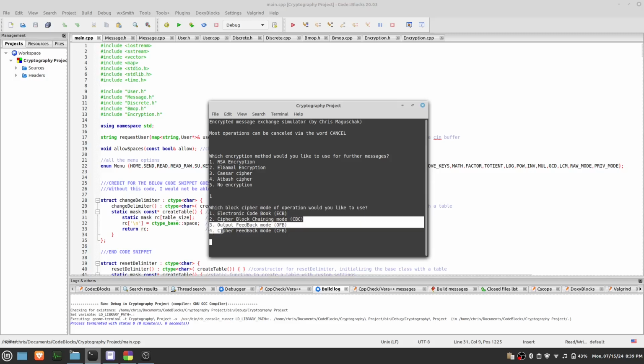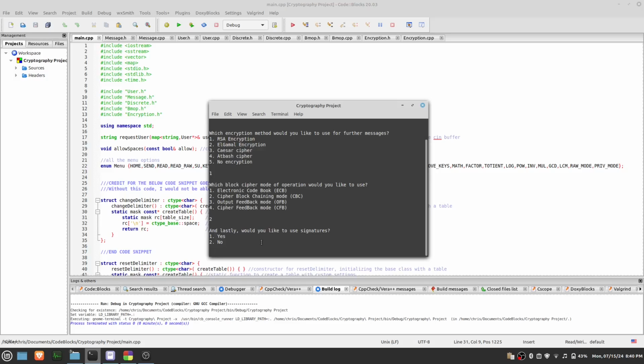It's also what happens in output feedback mode and cipher feedback mode. But the problem with these two is they aren't really compatible with asymmetric encryption, which is basically all this simulation is doing, because in those modes the public key is used to both encrypt and decrypt. You do not need the private key at all for these two methods. So let's go with cipher block chaining mode, CBC.